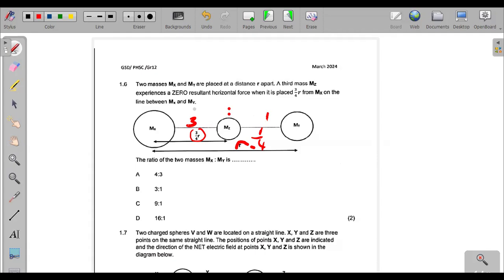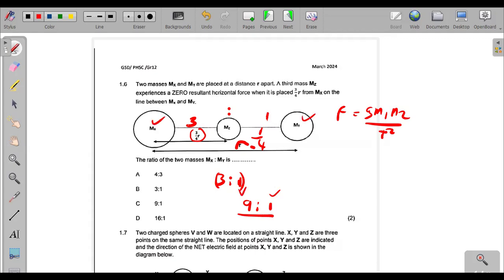the electrostatic force Fe equals kq1q2 over r squared. According to Newton's universal law of gravitation, F equals Gm1m2 over r squared. So we want the square of the distance. Therefore, if we square 3:1, it gives us 9:1, which becomes the ratio of the two masses, mx and my.